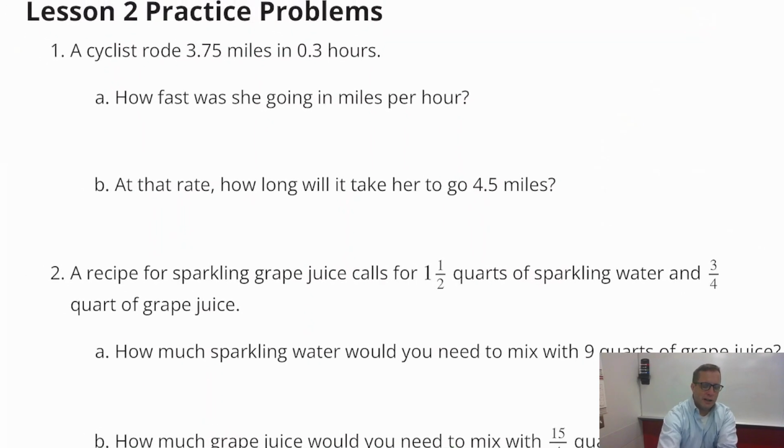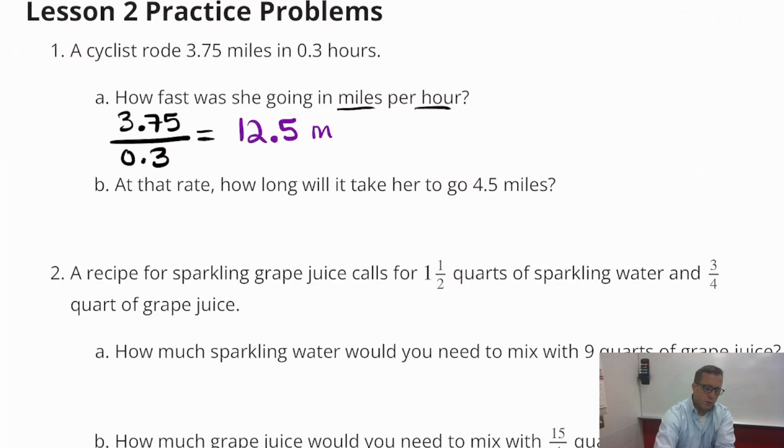When I do these problems, it's because it's asking for miles per hour, and that's exactly how you want to set it up as a division problem. So, miles, 3.75, divided by hours, 0.3. 3.75 divided by 0.3. So when you do that, you get 12.5. So we're going to get 12.5 miles per hour. Okay? So every hour, she's going that fast. Or that distance, I should say.